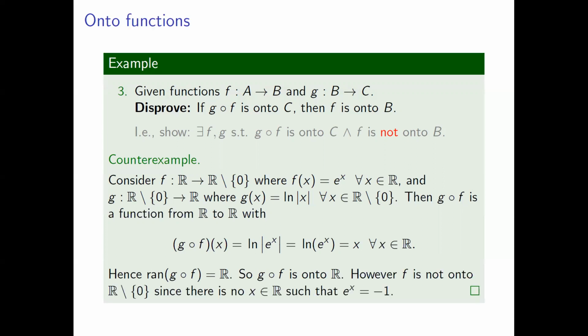However, the function f is not onto the set of non-zero real numbers, since, for instance, there is no real number whose natural exponent is negative 1. Therefore, the functions f and g are the desired counterexample.